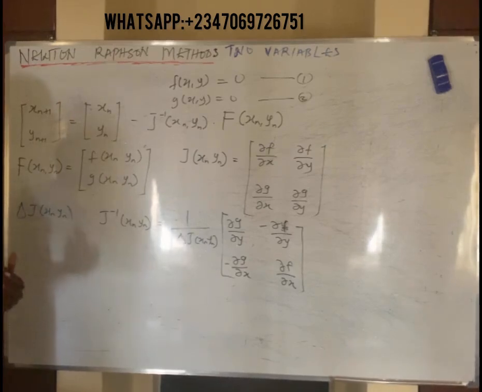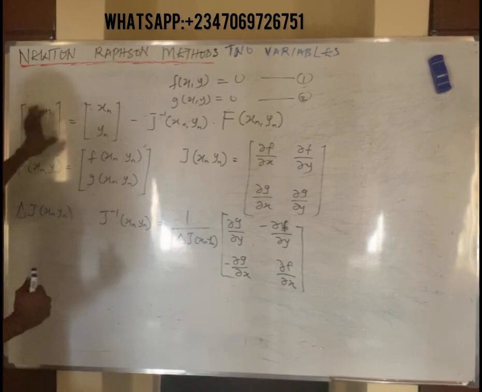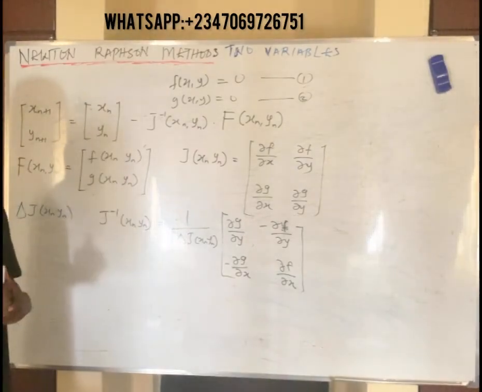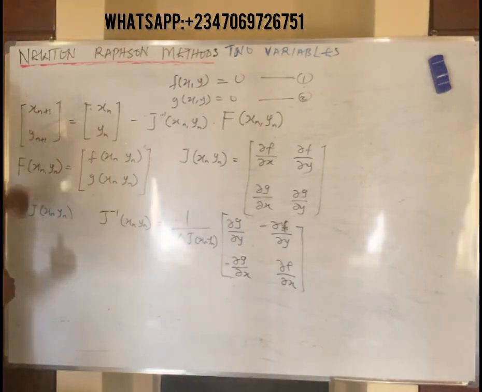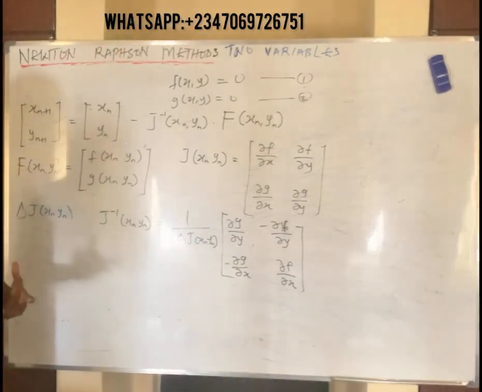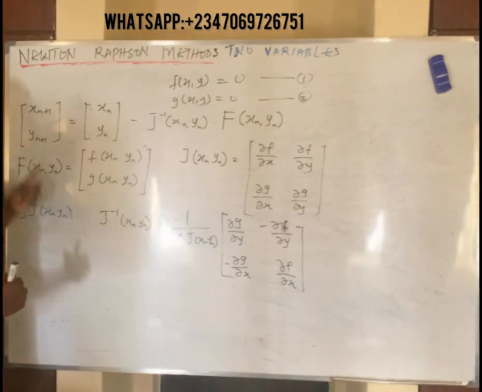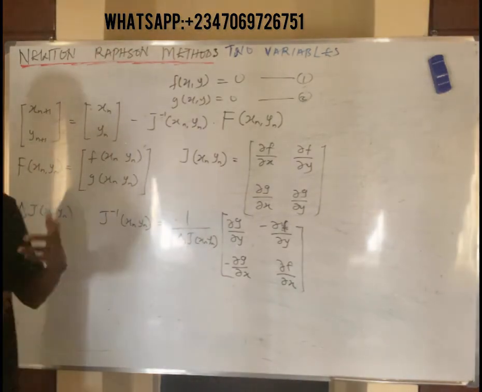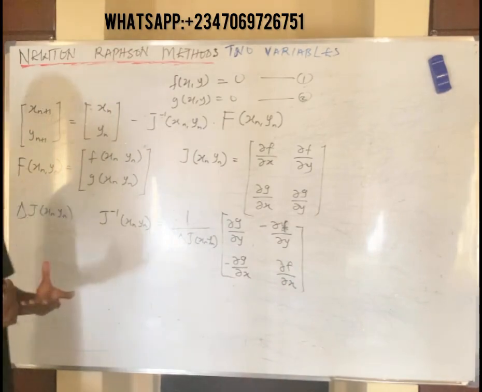So whenever you're given a nonlinear equation, this is the formula you use to approximate using Newton-Raphson's method. Now, xn plus 1 simply means the next approximate value for x, that is after your first iteration or after your successive iterations. Then yn plus 1 also means the next approximate value for y after your successive iterations have been carried out.